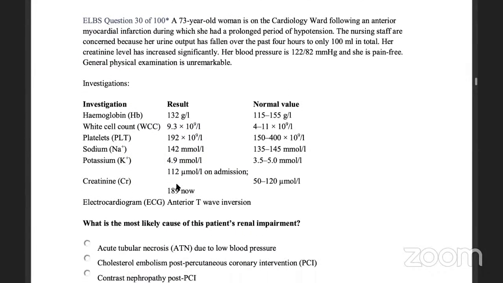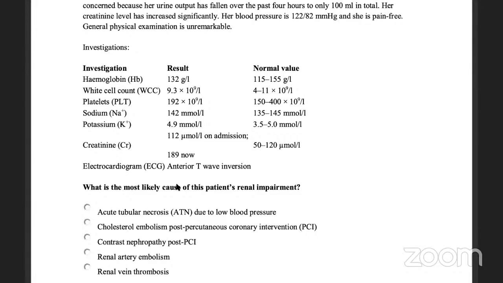What is the most likely cause of her renal impairment? So ATN due to low blood pressure, cholesterol embolization post percutaneous PCI, contrast nephropathy post PCI, renal artery embolism, renal vein thrombosis.